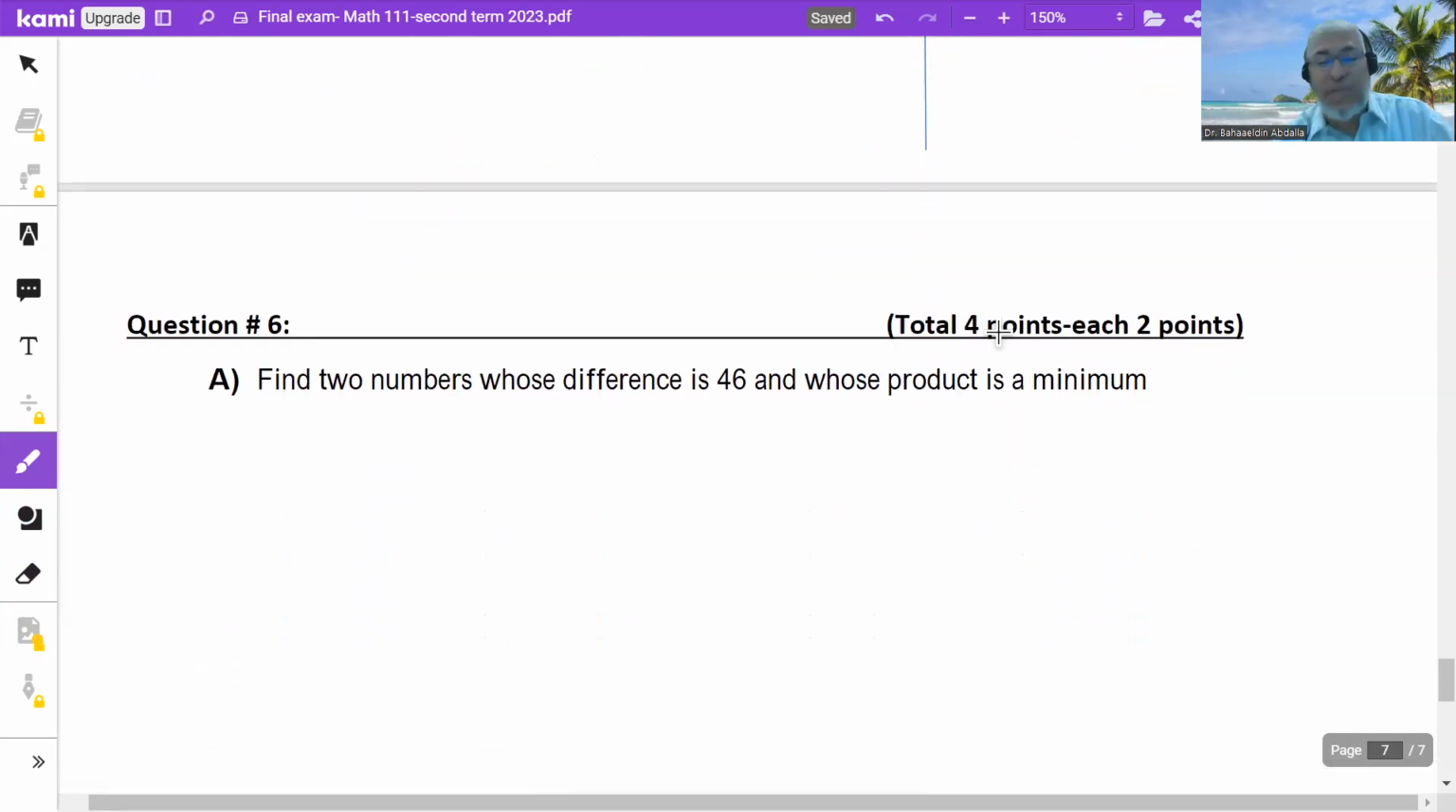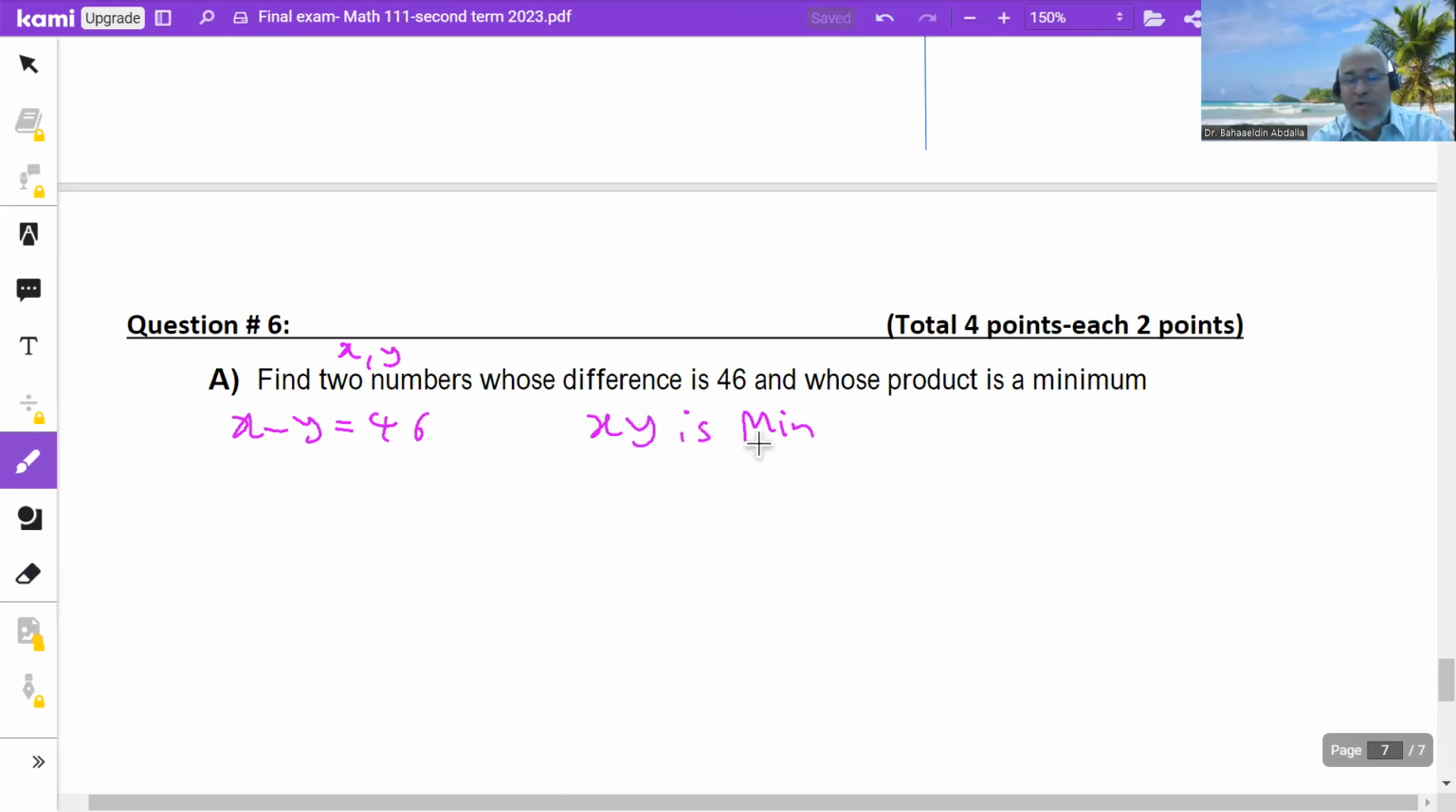Find two numbers whose difference is 46 and whose product is a minimum product. So two numbers, let me call them x and y. What do we know? We know that their difference is 46, so x minus y or y minus x is 46. And their product is minimum, so x times y is minimum.